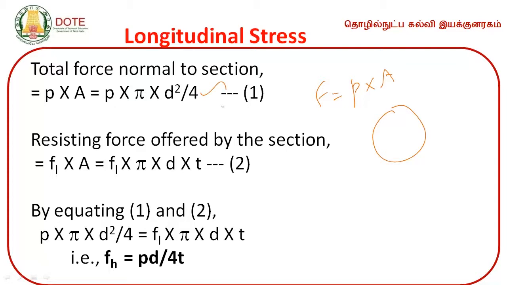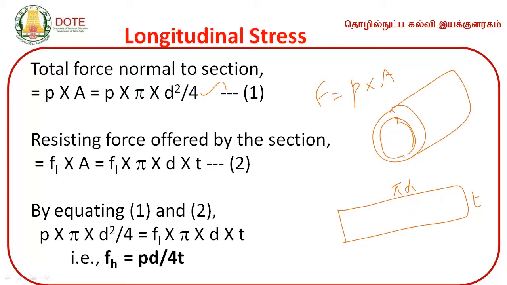What is the resisting force offered by the section? This is the longitudinal force applied, so the area is going to be pi D into t. Since the longitudinal force is applied, we take the development of surfaces and the entire area. The entire area is pi D, circumference, into thickness. This is the area resisting the applied longitudinal force.